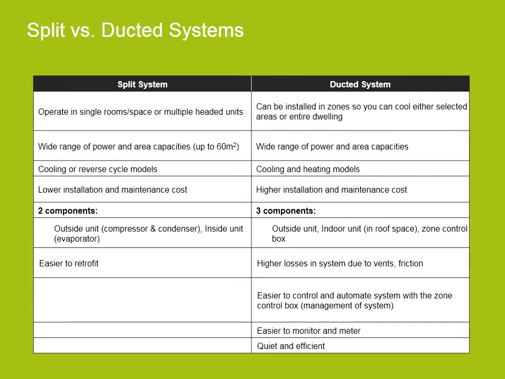Ducted systems can be installed in zones as previously stated, where you can condition selected areas or an entire dwelling. Both types of systems are generally able to run cooling or heating procedures. Split systems can be installed after the house or the building has been built, however ducted systems are usually implemented in the building design and structure and have high installation and maintenance costs, though they can be installed retrospectively.